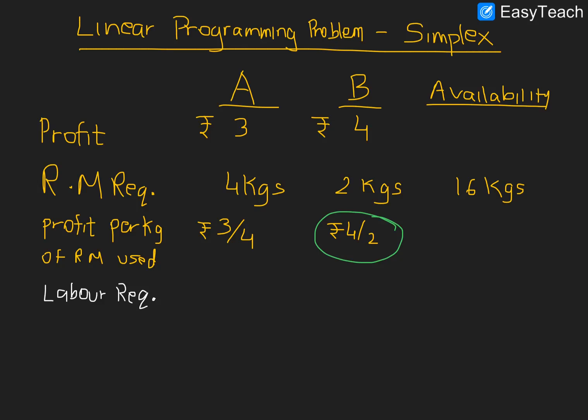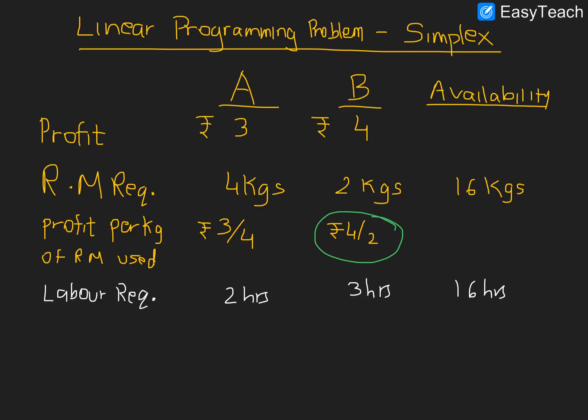So the labor requirement is, let's say, product A requires 2 hours of labor, whereas product B requires, let's say, 3 hours of labor, and the total labor available for producing these products is, let's say, 16 hours. Now what should be our choice?